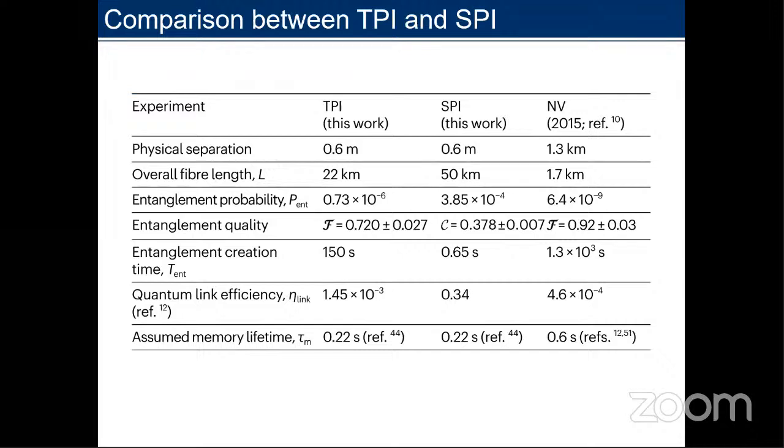Let's make a brief comparison of the two experiments. It's obvious that the entangling probability of the single photon scheme is much higher, which enables us to create one pair of remote entanglement in around 0.65 seconds for 50 kilometers long fiber, which is comparable to the memory lifetime we achieved previously. So the estimated quantum link efficiency is quite close to unity already.